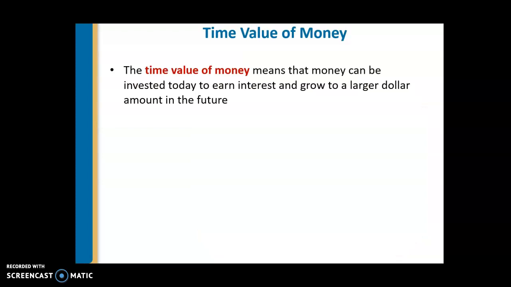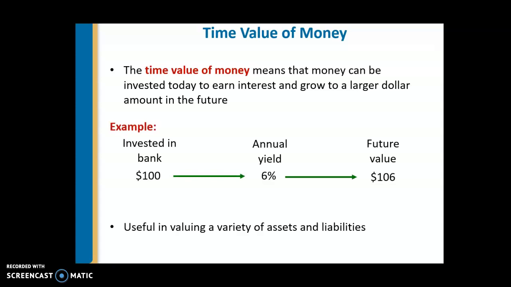So let's start. The time value of money means that money can be invested today to earn interest and to grow to a larger dollar amount in the future. For accounting purposes, we use the time value of money in valuing a variety of assets and liabilities. So $100 invested today at 6% will yield $106 in the future.